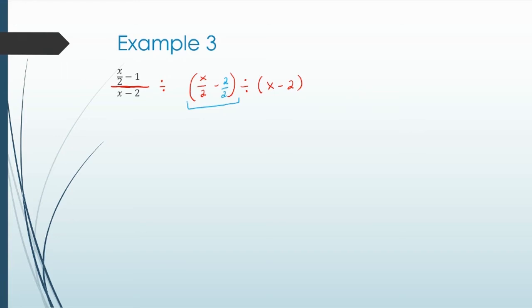So when we add or subtract, we need to have a common denominator, and then once you have that common denominator, you combine the top together, and then you put it over your denominator. So we have x over 2 over 2. And then I'm going to turn the x minus 2 into a fraction by making it over 1.